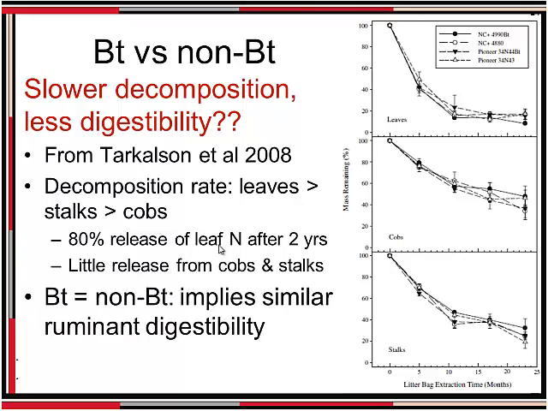And he found that there was no difference in the rates of decomposition for BT versus non-BT. So it's all about microbes in that case, and it's all about microbes in the rumen of your beef cattle as to whether they can digest it. So I think the results do imply that BT and non-BT probably have quite similar ruminant digestibility.